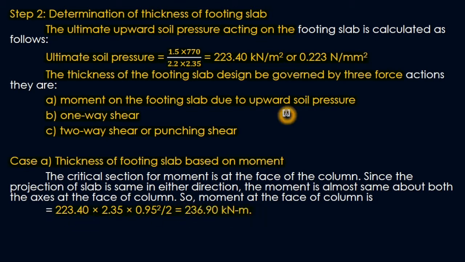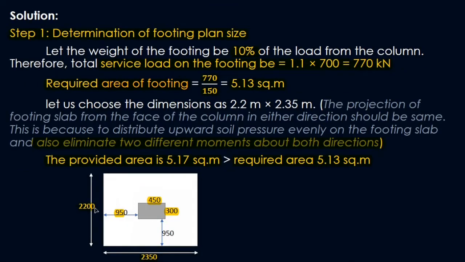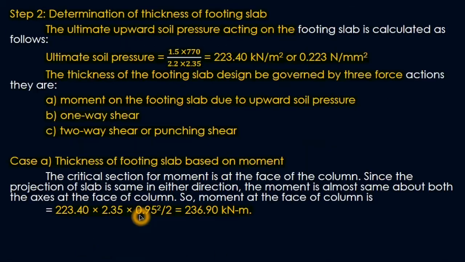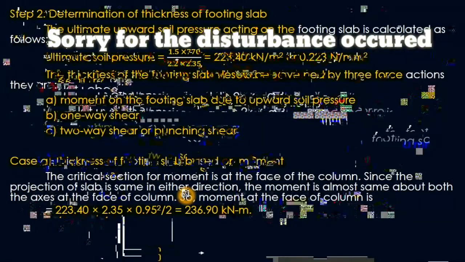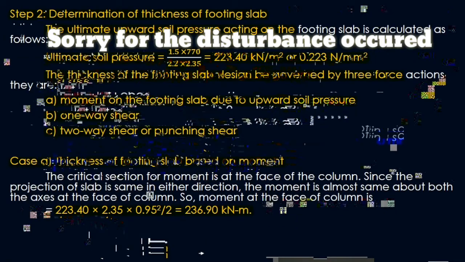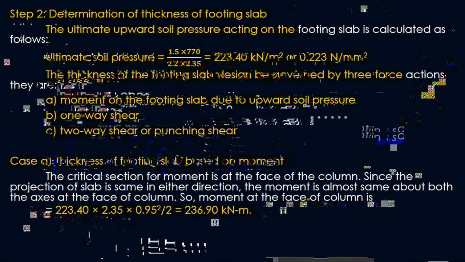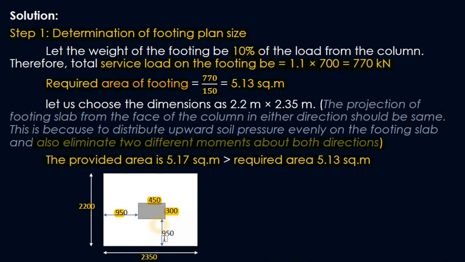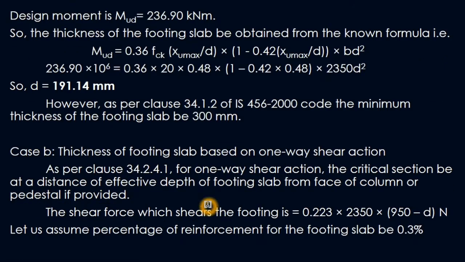Here 223.40 is the ultimate soil pressure value, 2.35 is the width of the footing, and 0.95 is the distance we saw here, divided by 2, which equals 236.90 kilonewton meter. We can also see that 0.95 is this distance, and this 236.90 is the Mu value.